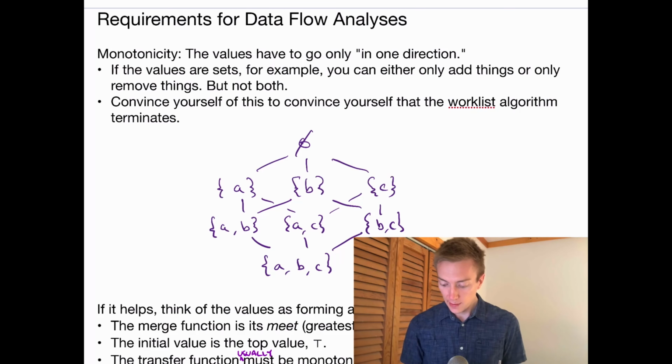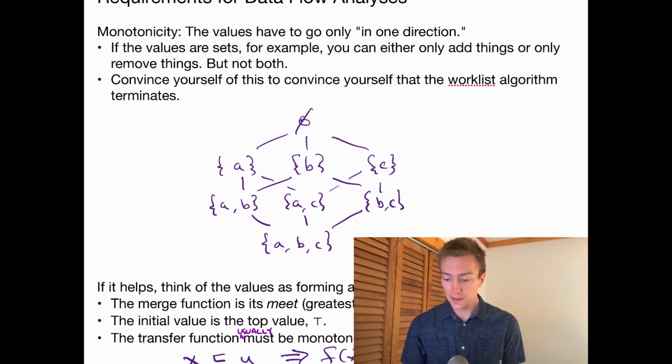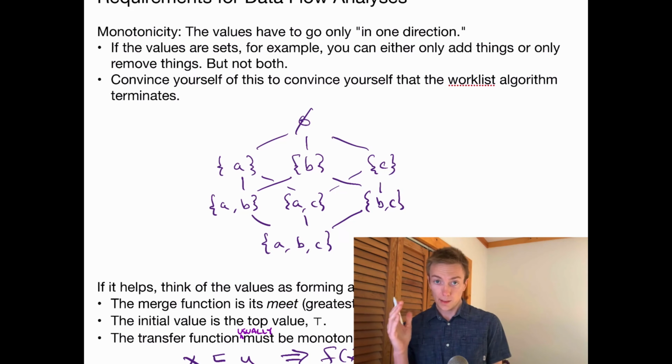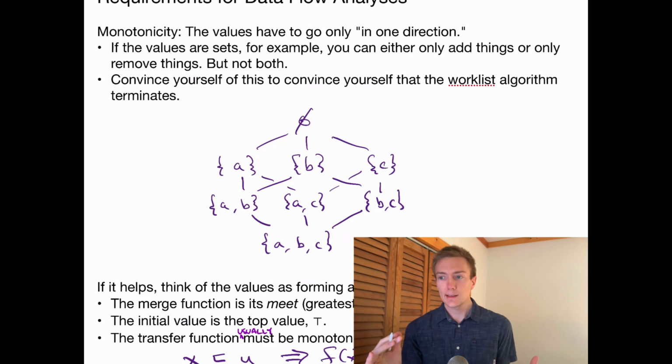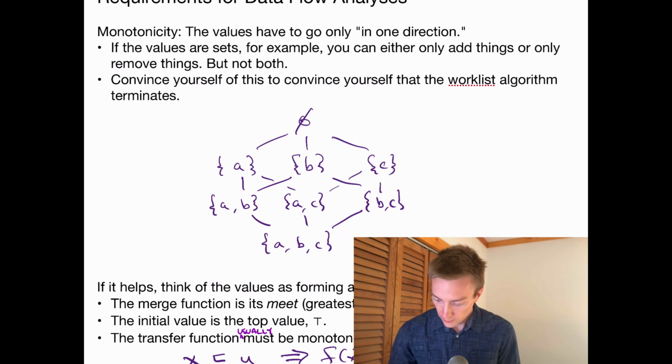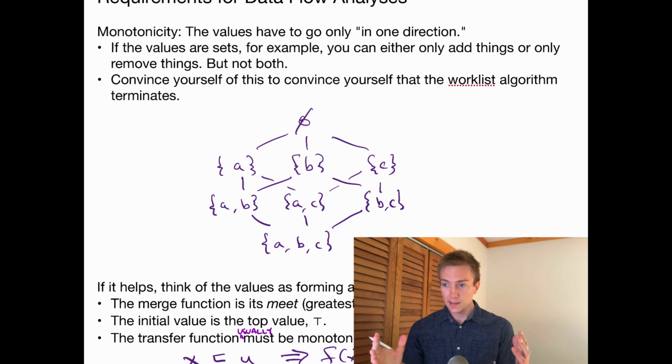So if you want to prove to yourself that your data flow analysis fits this constraint, you can think of defining a partial order on the values that are being computed. For example, if we're doing something with sets, then for that partial order you can use the superset relation, for instance, and you need to think of your merge function. You ensure that your merge function, whatever it is, is the meet, that is the greatest lower bound on that partial order. So for this partial order, the meet is the union operator.